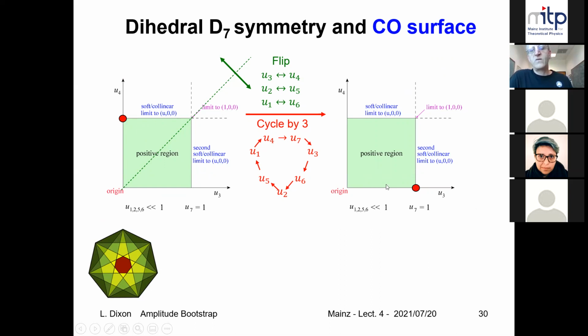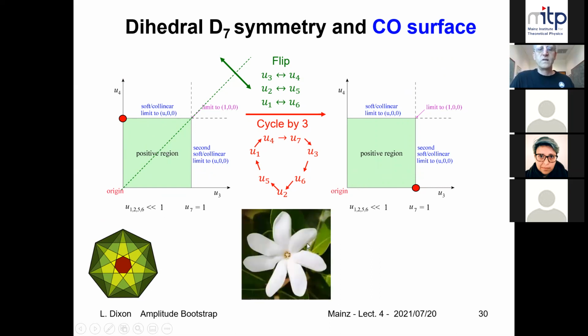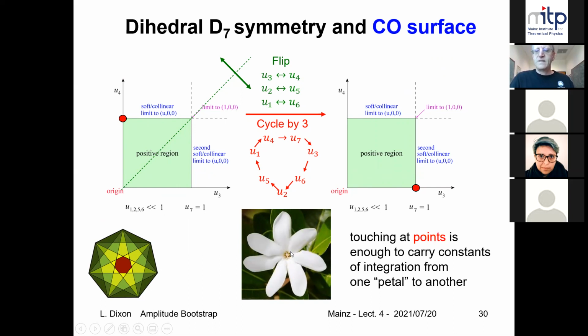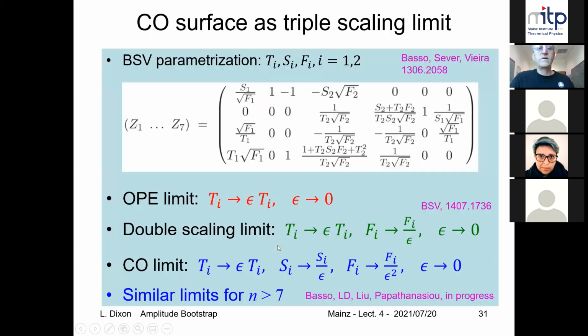And that is very useful because you need to be able to carry constants from one surface to its image. So you get sort of these petals, these CO surfaces, the dihedral images of them touch it at points, sort of like that. But of course, inside a 6-dimensional space. So that can be used to carry out this bootstrap. Now, what is this surface? Well, it's a particular way of scaling the variables.